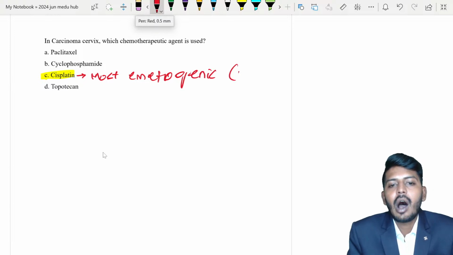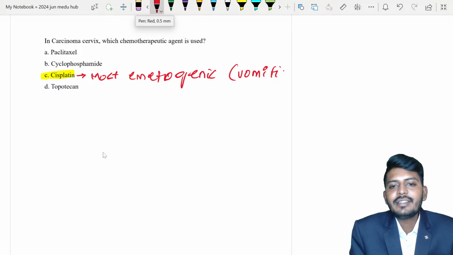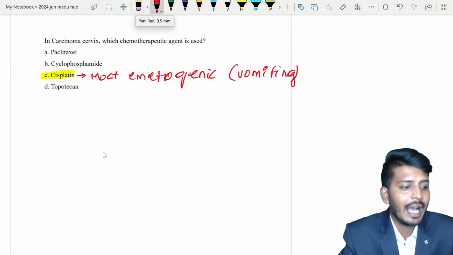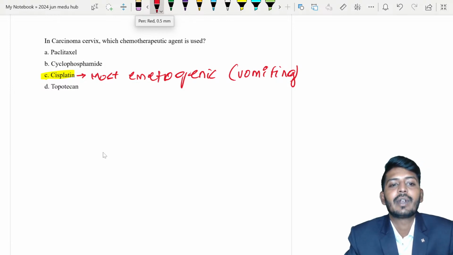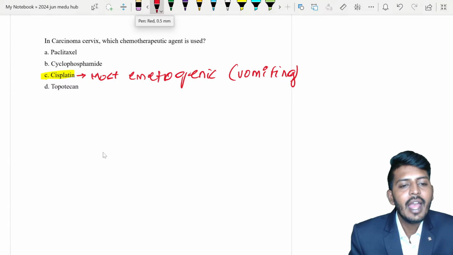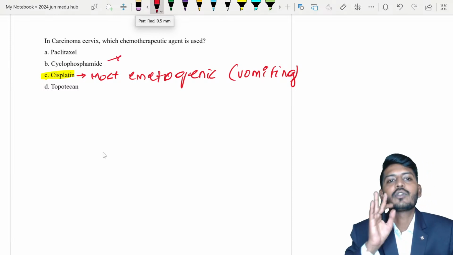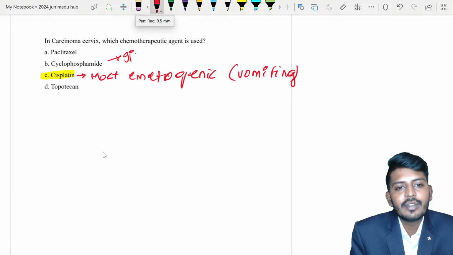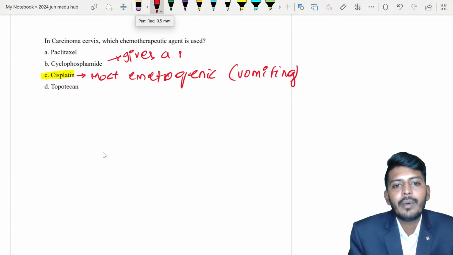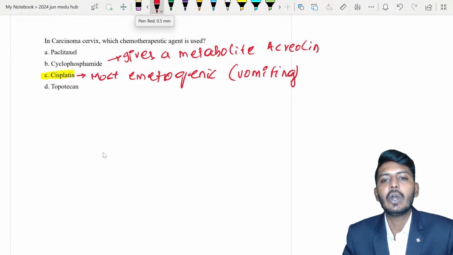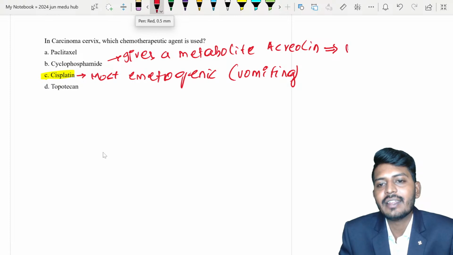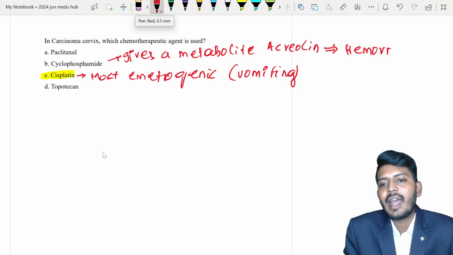Among all the anti-cancer drugs, the highest vomiting is caused by cisplatin. Now cyclophosphamide, sir, gives a metabolite. The name of the metabolite is acrolein. So this acrolein is responsible for hemorrhagic cystitis.